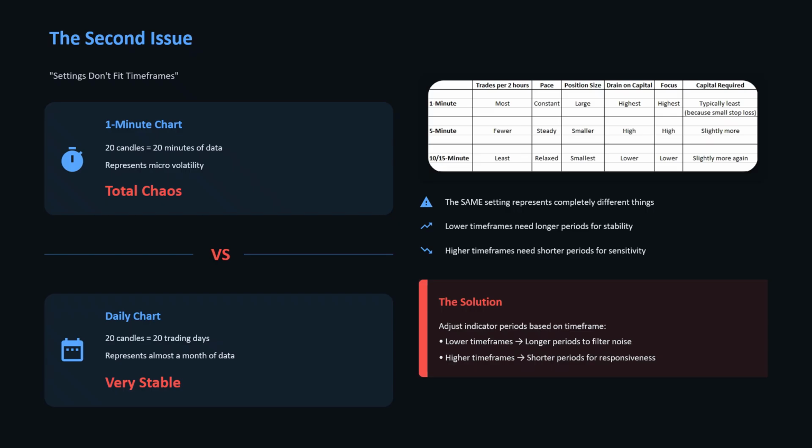Let's say you use a 20 period Bollinger Band. On a 1 minute chart, 20 candles represent seconds of data, total chaos. On a daily chart, 20 candles represent almost a month of data. Very, very stable. So the same setting represents micro volatility on lower time frames and macro structure on higher time frames, and somehow traders expect the indicator to behave identically. This is the settings trap again.